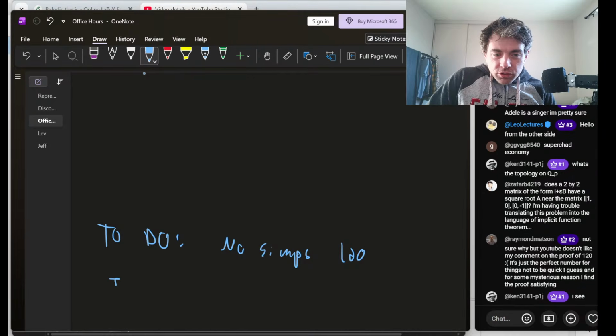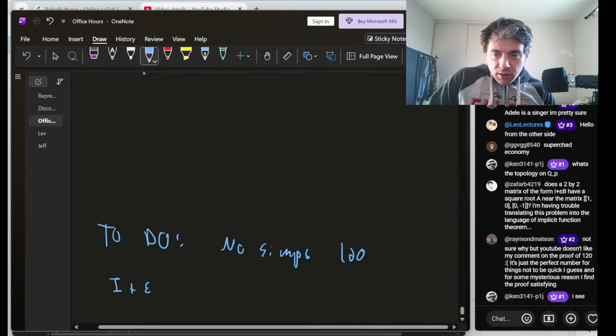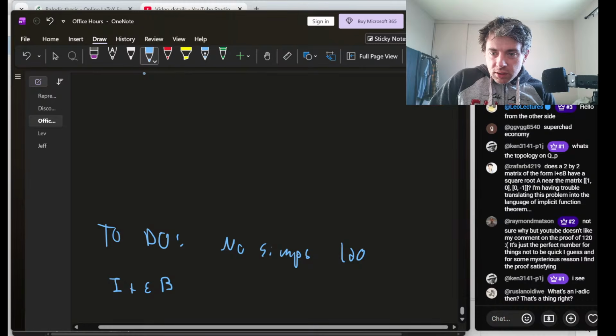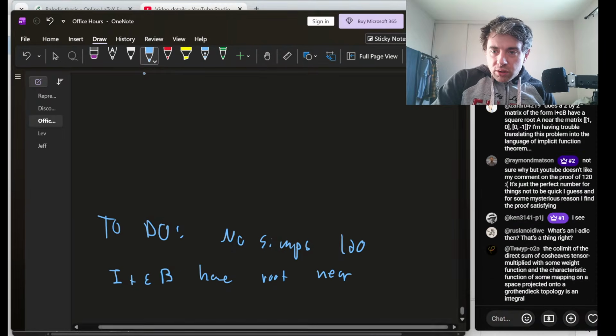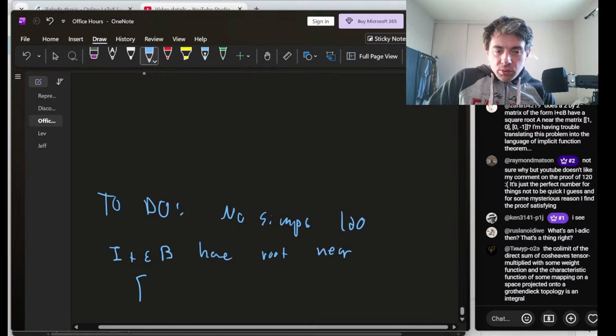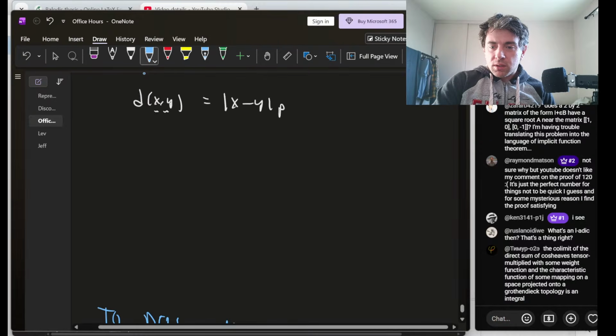A matrix of the form I plus epsilon B has a square root near the matrix with entries 1, 0, 0, minus 1. Okay, yeah.